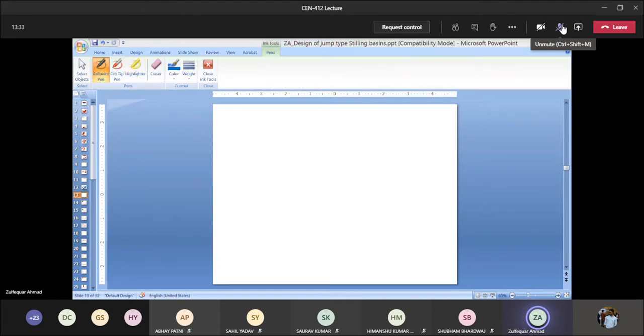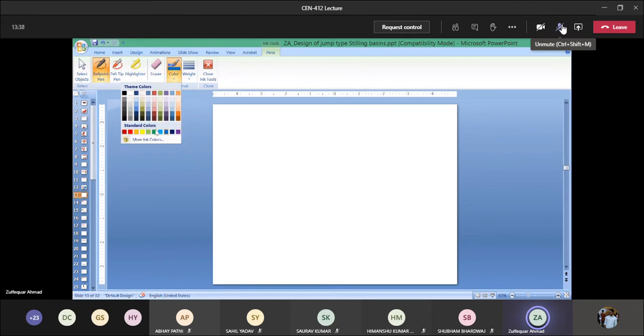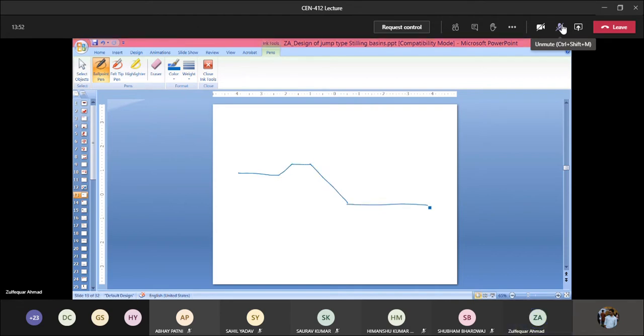A general shape of this one I've already shared with you. Let me draw this one again. So this one is a jump, a Stirling basin. And now the appurtenances that may be provided here means that a chute block will be provided here. This is the chute block, not in all. These are the chute blocks.